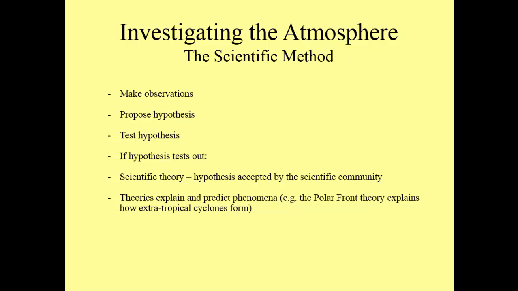Not all theories are going to end up that way. Some of these theories may fall by the wayside, but at least within the scientific method, theories and laws are something that we accept as scientific truth. So then what do we do with theories and laws? Well, in science, we use them to explain and/or predict phenomena. I put an example in here that we'll talk about later in the course: the polar front theory explains how extratropical cyclones form.